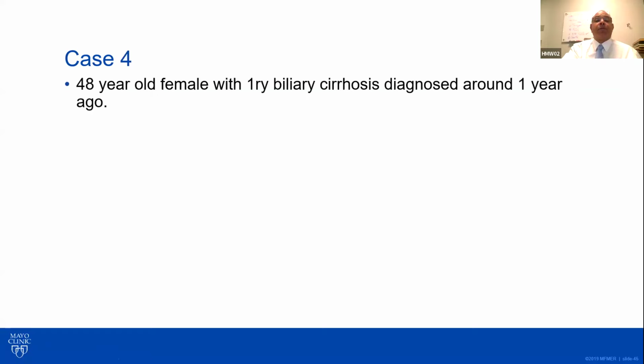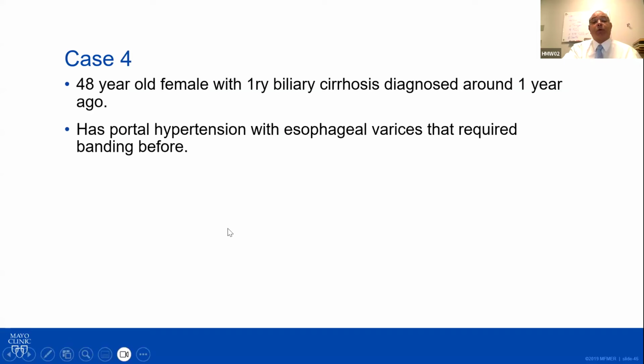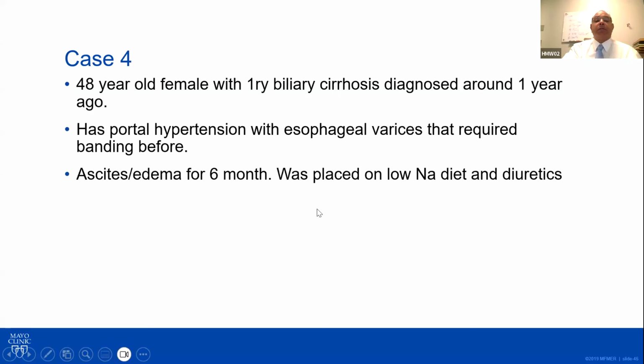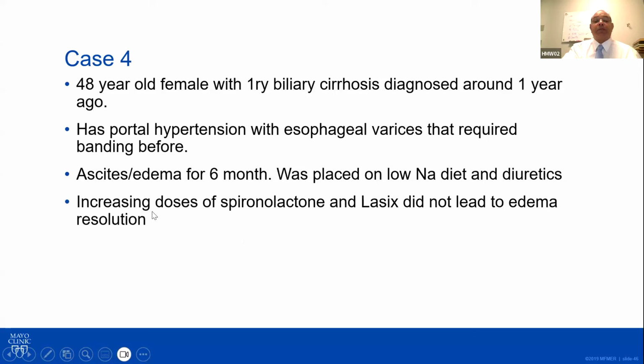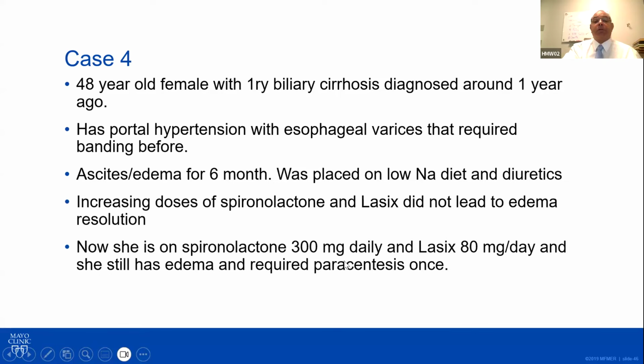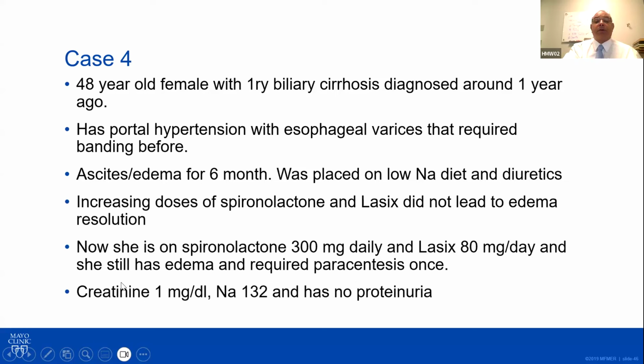So case 4, a 48-year-old lady with primary biliary cirrhosis diagnosed around a year ago, had portal hypertension and esophageal varices, had bled before and required some banding. She had 6 months of ascites and edema and was placed on a low salt diet and diuretics. But despite increasing the dose of spironolactone and Lasix, the edema still persisted. Now she's on 300 milligram daily of aldactone and Lasix 80 milligram a day, still has edema, and actually required paracentesis once. Kidney function is good, sodium is okay, a little bit low but fine. She has no proteinuria. My question to you: what should be the next management of this patient?